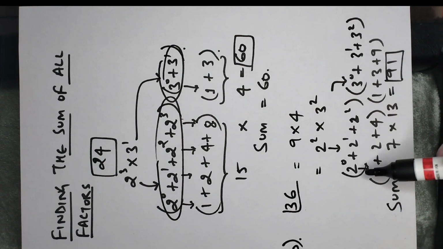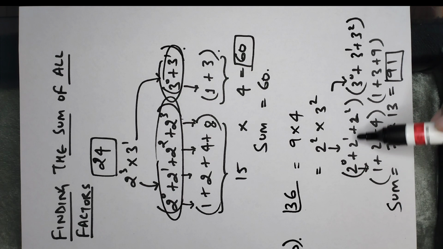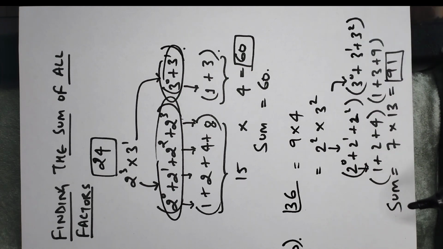You just have to write the maximum possible powers of those numbers, then expand them and simply multiply them. This is how we find the sum of all the factors.